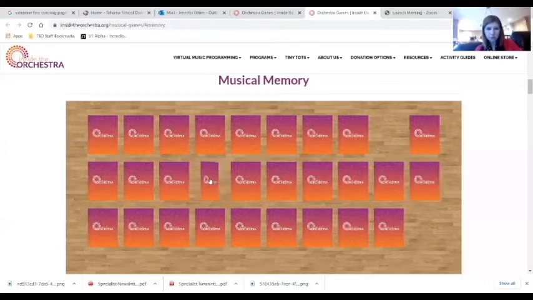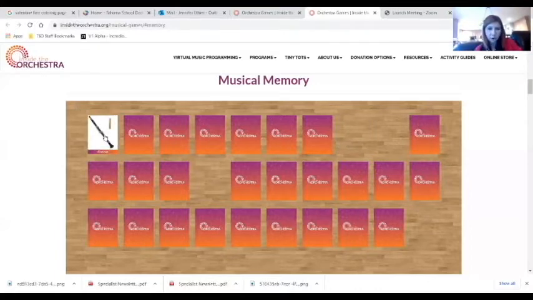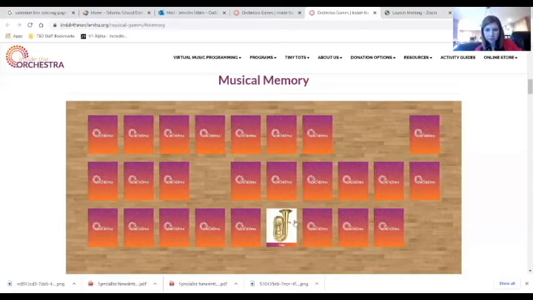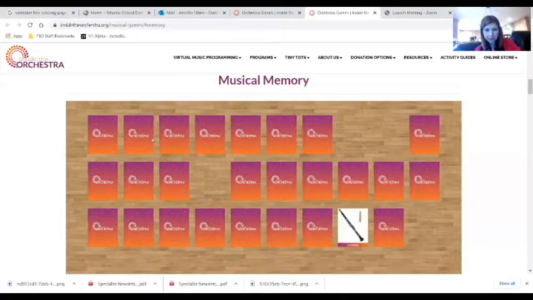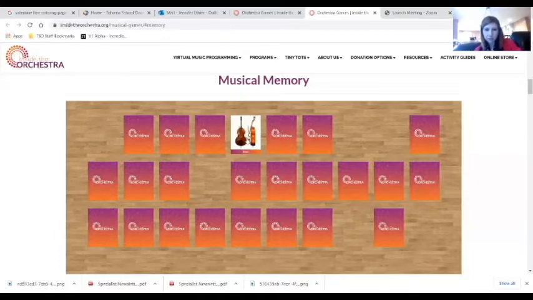Oh, piccolo. Aha. Okay, let's see. Ooh, clarinet. Ooh, I've seen the clarinet. No. Oh, darn. Where's that clarinet? Ah, I think it's this one. Yes. Clarinet, part of the woodwind family, right? Whoop, whoop. Okay, let's get some more matches.